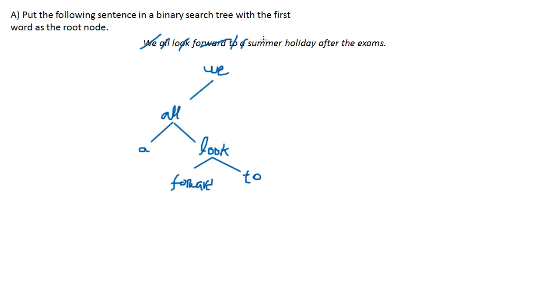And now we have "summer". Now "summer" is less than "we", greater than "all", greater than "look", so it should be on this side. In the alphabet it's S then T, so "summer" goes to this side. And we cross it out.